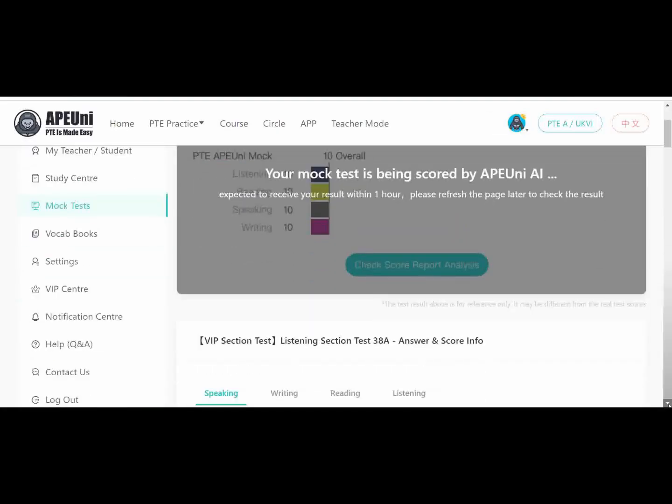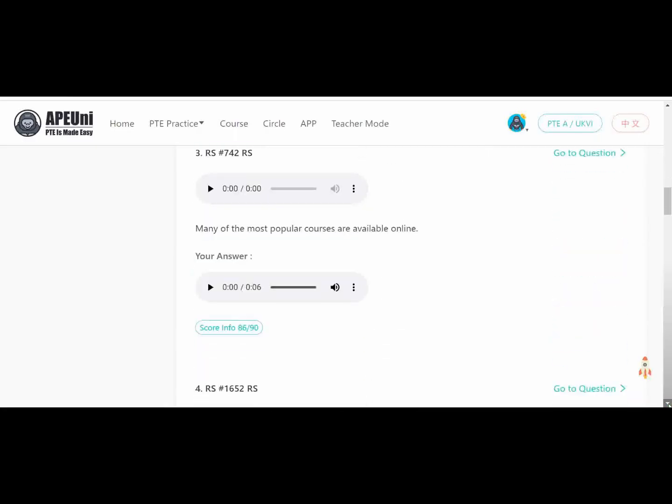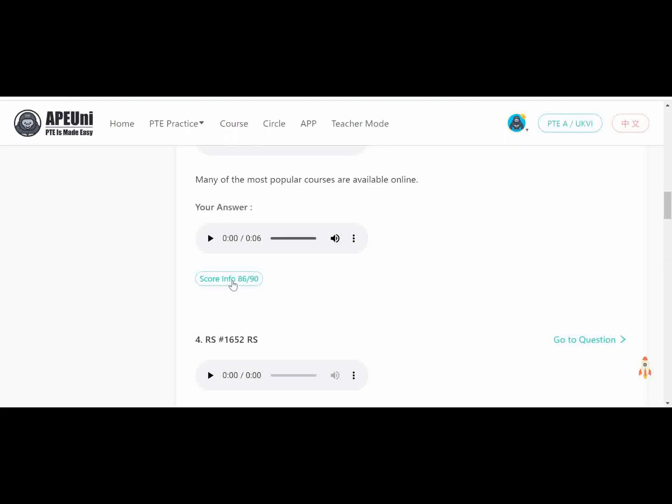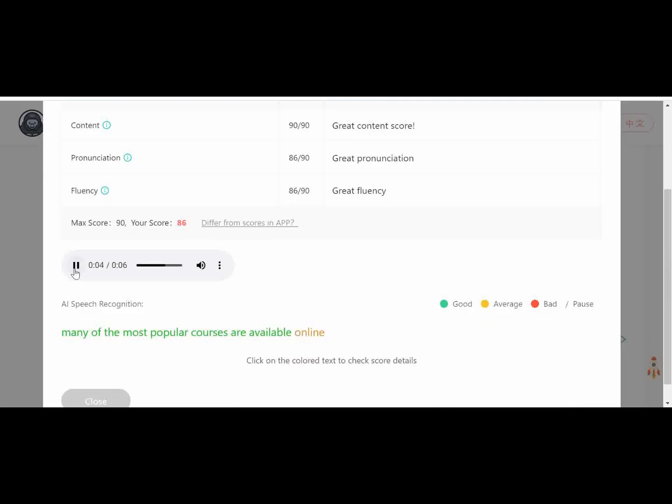So meanwhile we can check the repeat sentence. This is the first, second sentence, 86 it's. So this is Many of the most popular courses are available online. So in repeat sentence, content is not much important. If your desired score is 60 or 65, means you want to achieve 6 or 7. So if your desired score is more than 70 or 80, then you have to focus on the content as well.